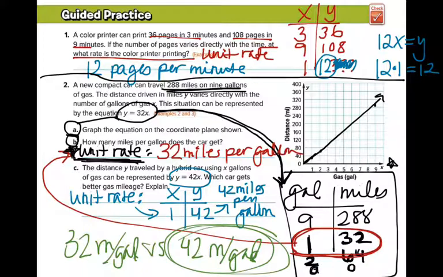Okay, what you'll start noticing about unit rates, especially in these type of equations, do you see my unit rate is 32 miles per gallon, and in my equation it's 32x? 32 times x is 32 per gallon.